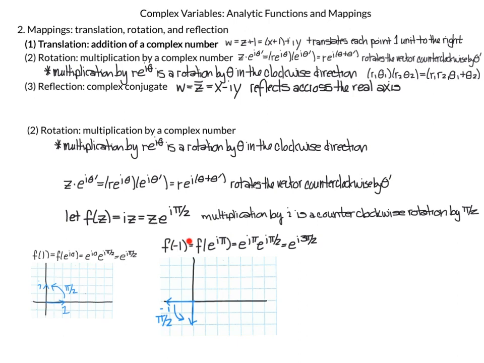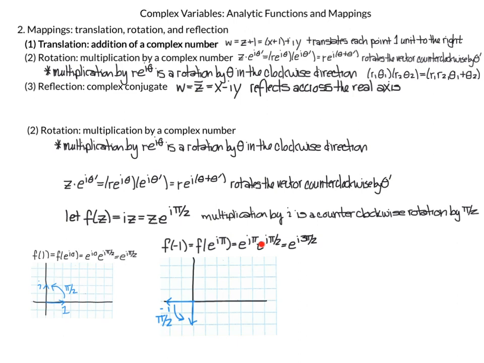For my next example, I'm going to have f of -1. And I'm sorry, I'm only going to do easy numbers, easy examples. So here I have -1, right? The radius is 1, and our angle is pi. So this is f of -1, which is equal to f of e to the i pi.